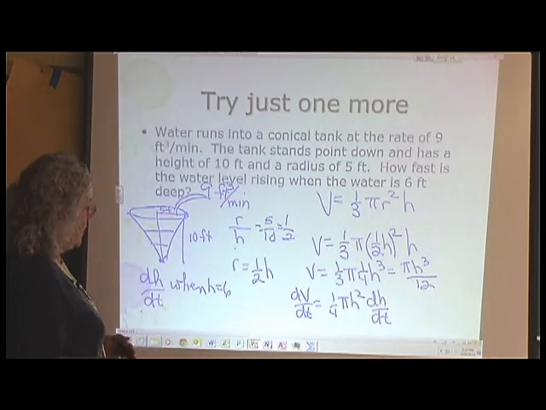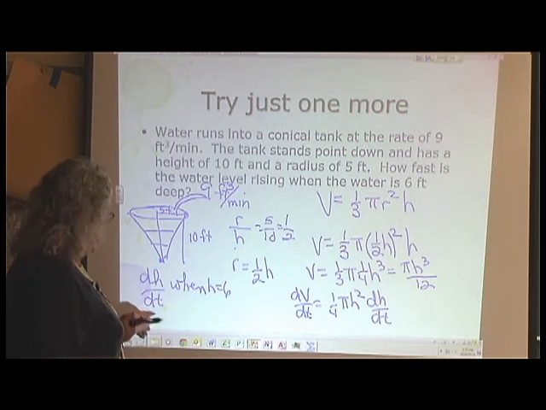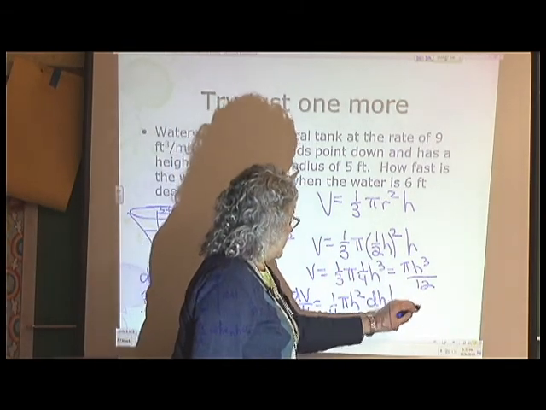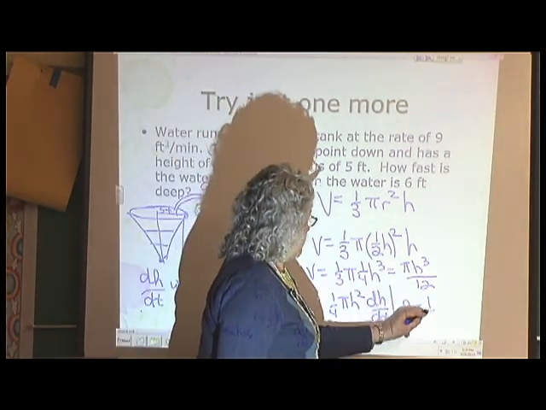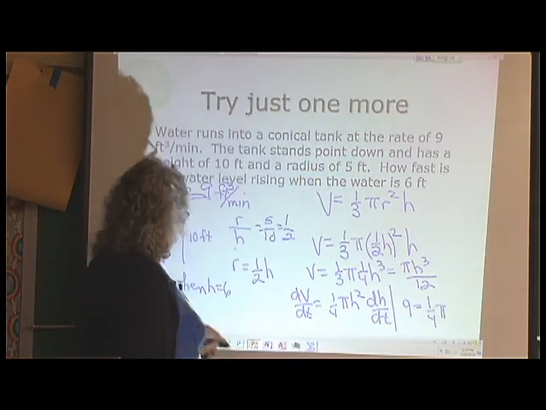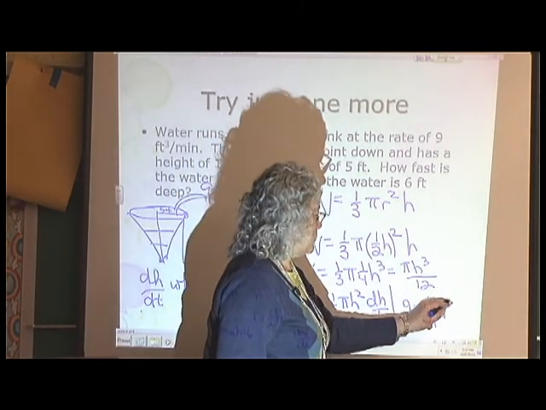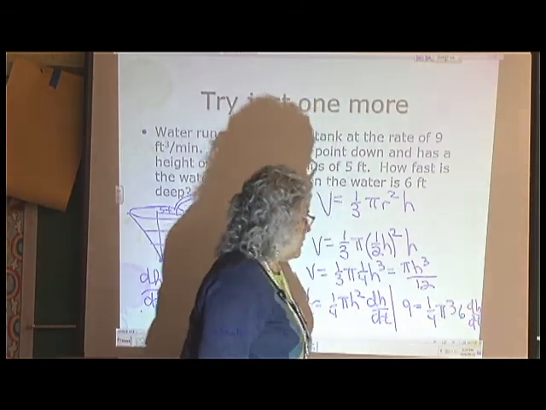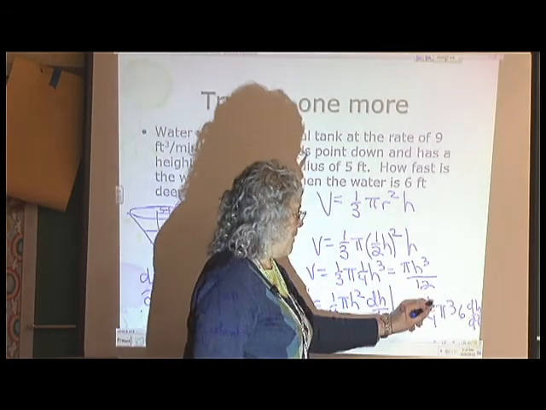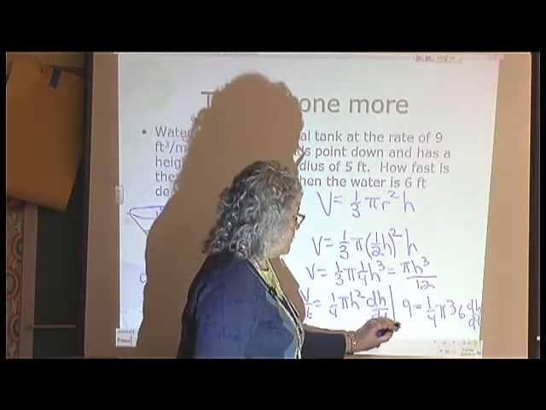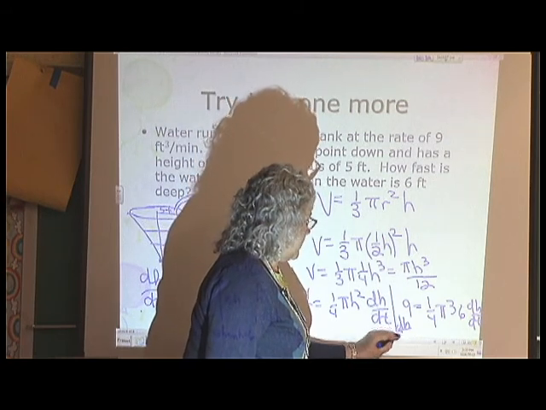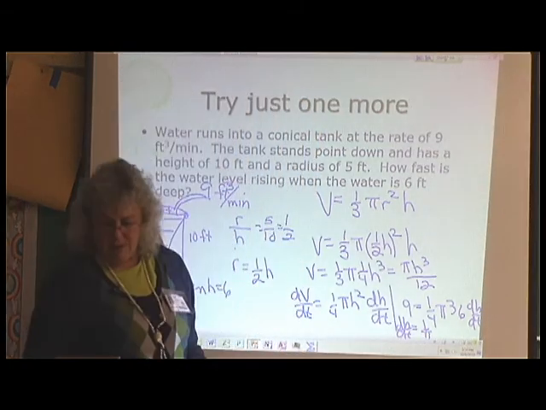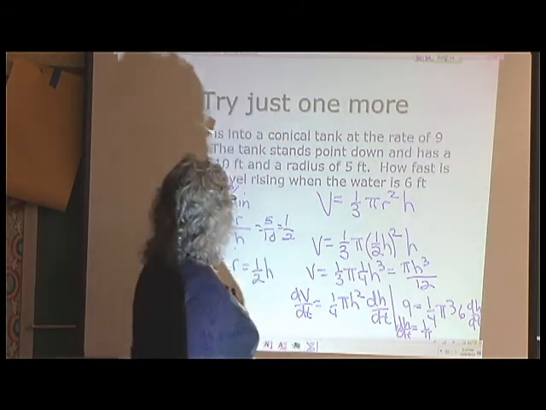Oops, sorry. I thought I had another screen there. So my dv dt is 9 equals 1/4 pi. h is 6, so 6 squared is 36 dh dt. So this is 9 pi, and I have a 9 over here, so dh dt equals 1 over pi, and the units would be feet per minute.